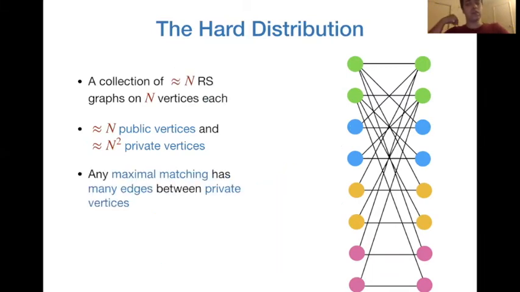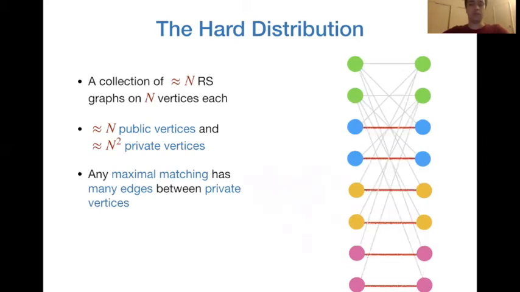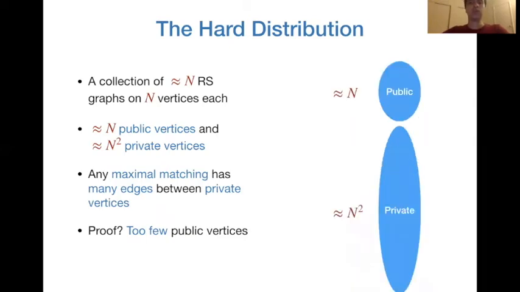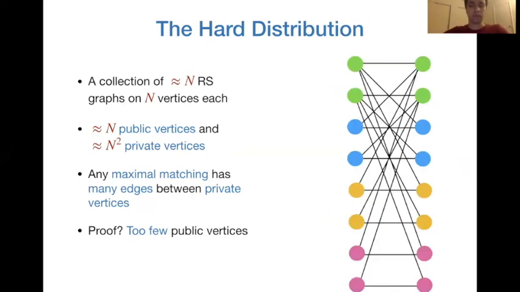Another thing which is easy to see in this graph is that for large enough capital N, any maximal matching has to pick many, many edges from between private vertices. The reason is simply because there are too few public vertices, and so we have to pick these edges. To be a bit more concrete, we have capital N public vertices and n square private vertices. So no matter how we match public to private, there are many, many edges that the maximal matching has to pick from here.